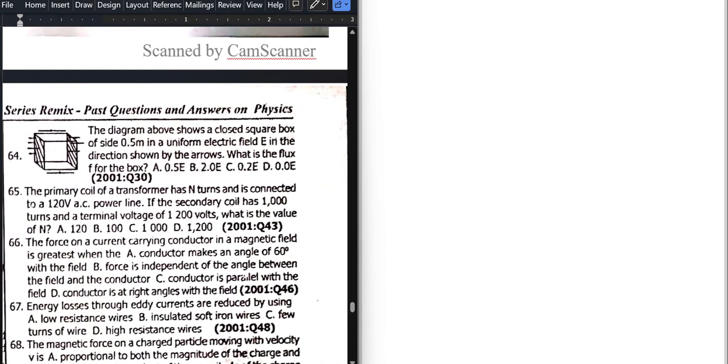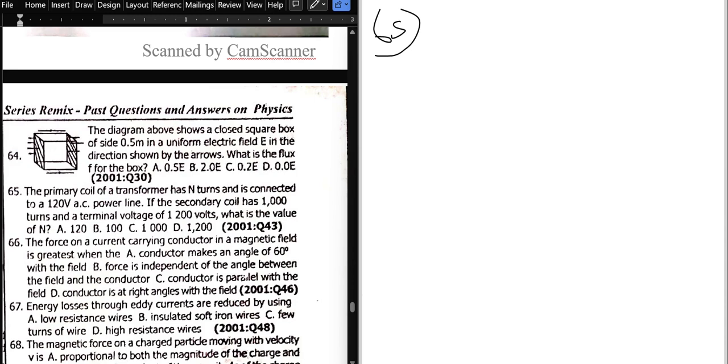The problem says the primary coil of a transformer has N turns, meaning we are looking for the primary turn, and is connected to a 120-volt AC power line. If the secondary coil has 1000 turns and the terminal voltage of 1200 volts, what is the value? All right, so 65, always remember, we start from what we were given.